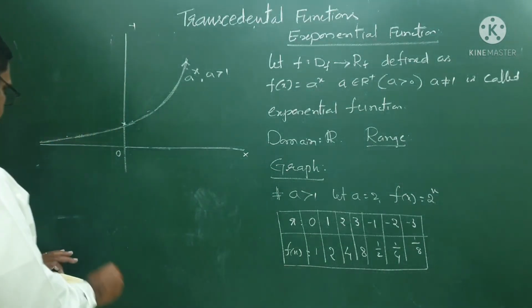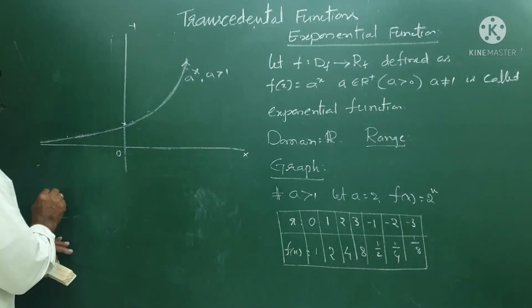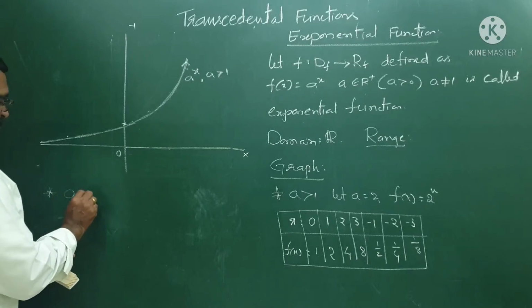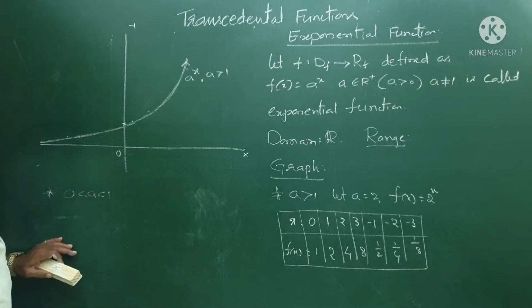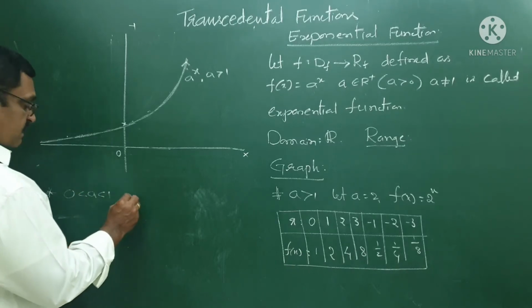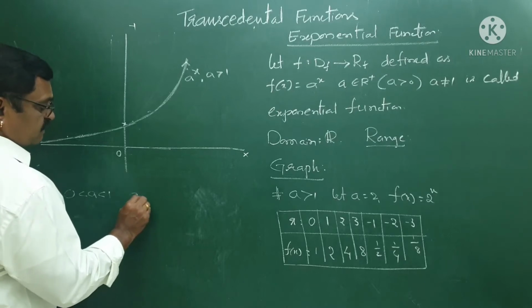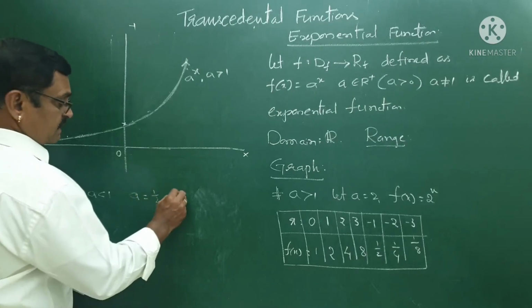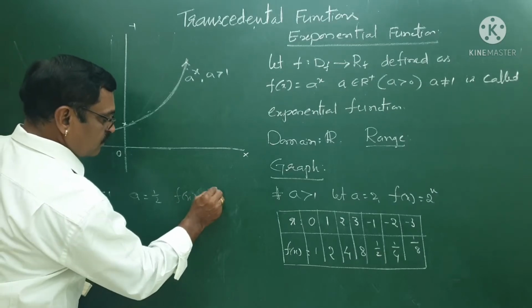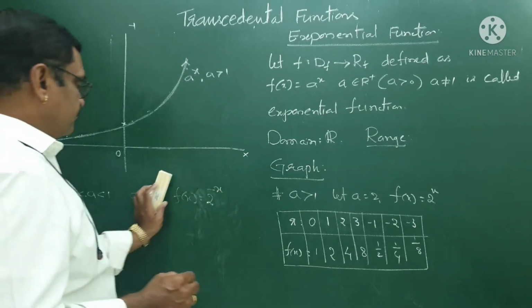Similarly, case 2, 0 less than a less than 1. That means a value lies between 0 and 1. So my function, for example, if I take a is equal to 1 by 2, then my function f of x will become 2 power minus x.